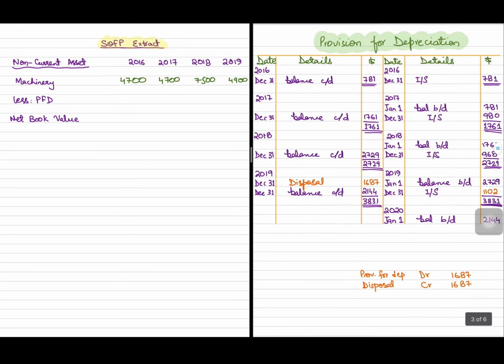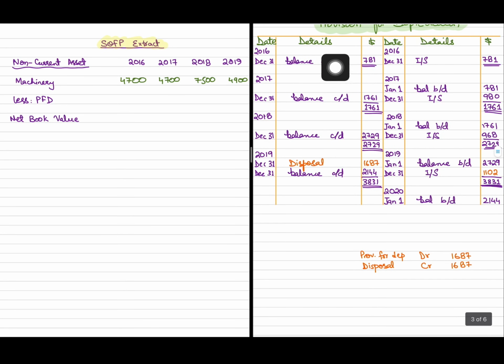Then the accumulated depreciations, again the balance c/d figures on the debit side. For the first year it will be 781, so less 781. Then for the next year it is 1761. Then for the third year it is 2729, and then in the last year it is 2144.